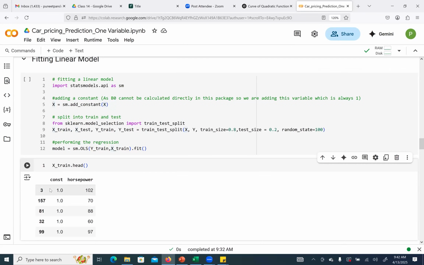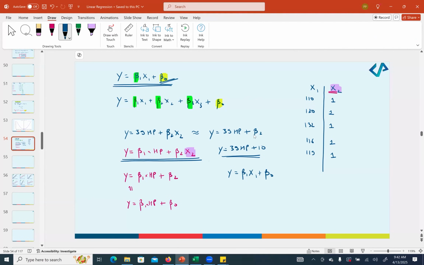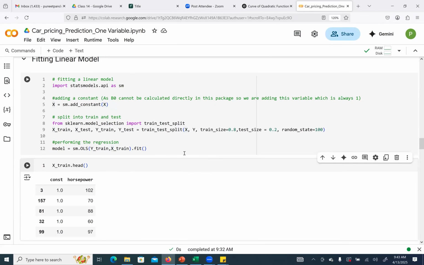So this X value, will it vary each time we run it, or will it always be one only? It will always be one. If it varies every time, then I will have a problem, right? I cannot replace this x2 by 1 then. Okay. So that line, X is equal to SM dot add constant, will give the constant column as one, always. Okay.